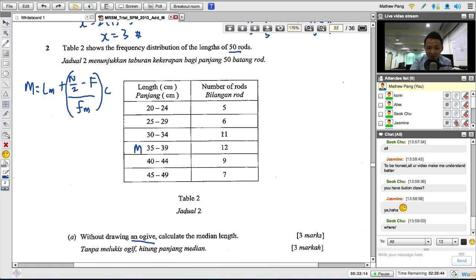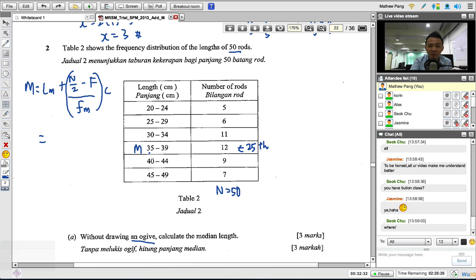You just plus the frequency until you get 25, because total n over here is 50. 50 divided by 2, you know, is 25. So you plus this one, 11, 22, 25 is located over here. Okay, then since this is the median class already, we want to find Lm.